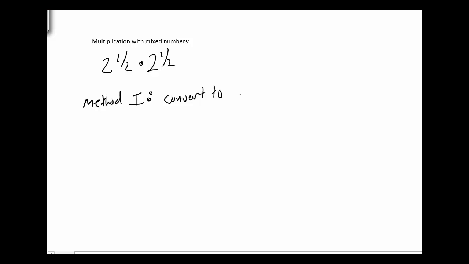Okay, so let's look at some ways that we can teach students how to multiply mixed numbers together. Let me give us two numbers to stare at here. We'll just do 2 1/2 times 2 1/2. There are two main methods to do this task. Method 1 is to convert to improper form. So 2 1/2 would be 5/2.